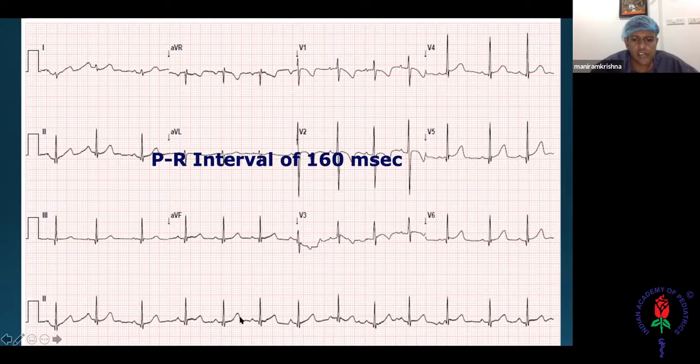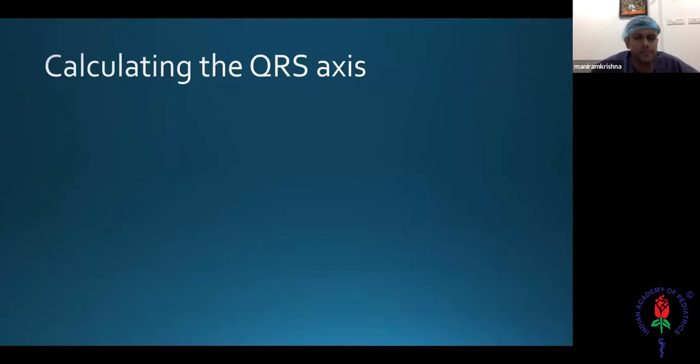So here there are four small squares between the start of the P wave and the start of the QRS complex. And this gives you a PR interval of 160 milliseconds. Let's go to the next part, which is calculating the QRS axis.